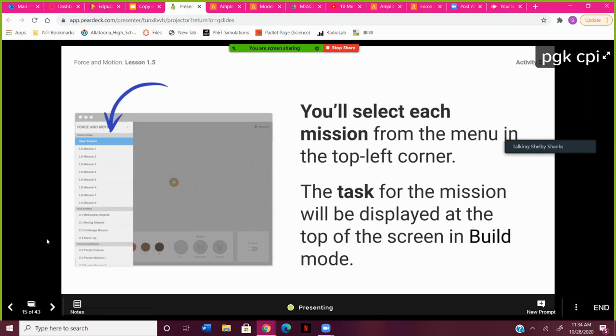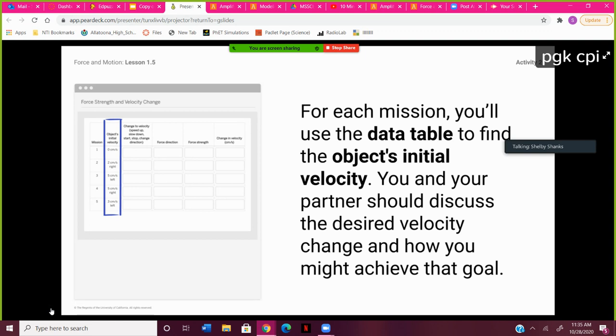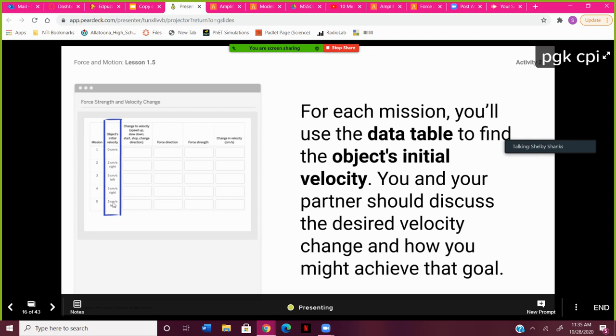All right, so what you guys saw when we first looked at this simulation was this open explore mode. So we are on lesson 1.5, so we are going to go through these missions today. We may not get through all 8 of them, but we are going to try to get through 5 of them. So for each mission, you guys are going to use this data table to find the object's initial velocity. All right, so this is in Amplify. And once we get there, I will open up Amplify and show you exactly how all of this is laid out.